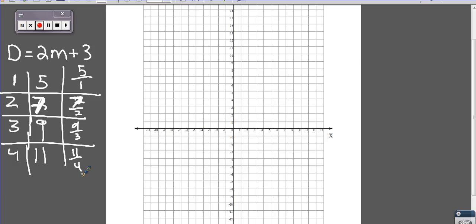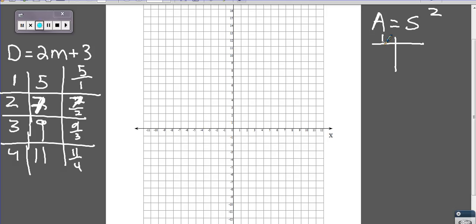What about the area of a square? Is the area of a square proportional to its side? Yeah. The formula for area of a square is A equals S squared. Is this direct variation? Well, let's find out. Let's make another little chart.